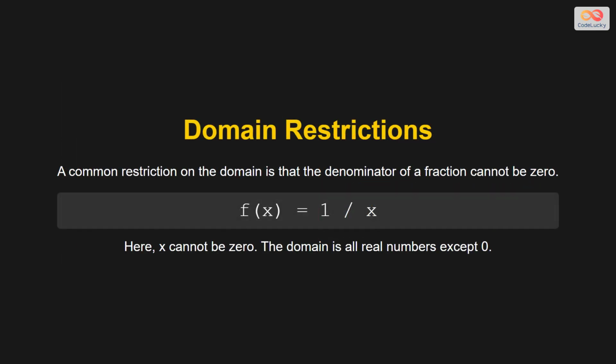One of the most common restrictions on a function's domain involves fractions. A key rule in mathematics is that you can never divide by 0. Therefore, any value of x that makes the denominator of a fraction 0 must be excluded from the domain.